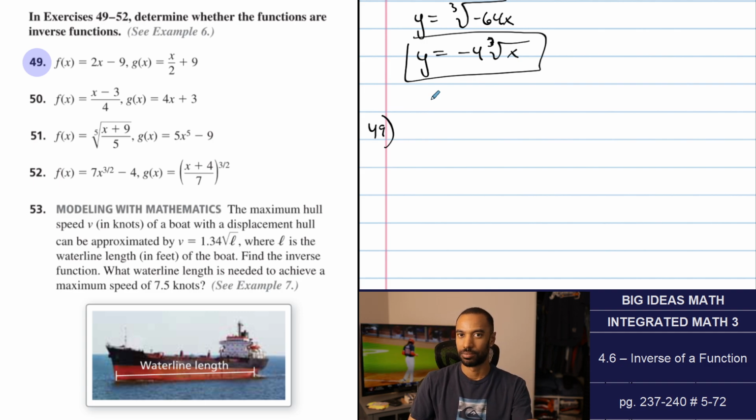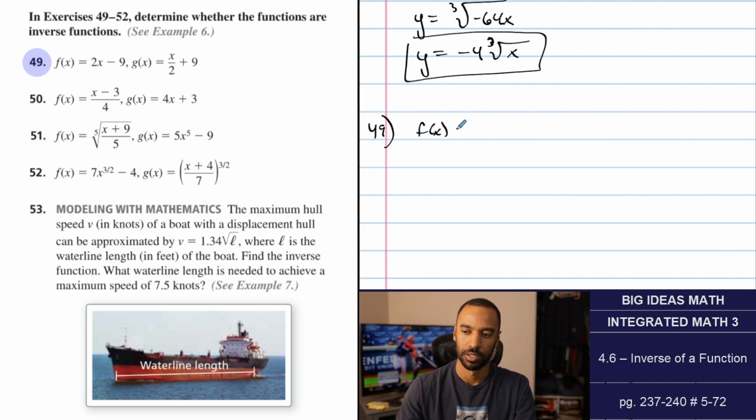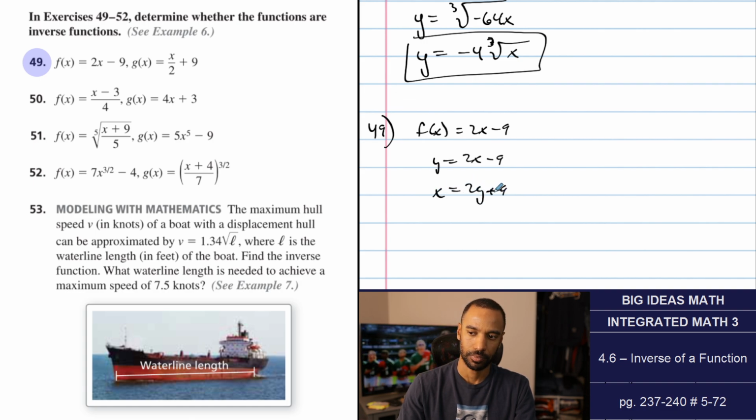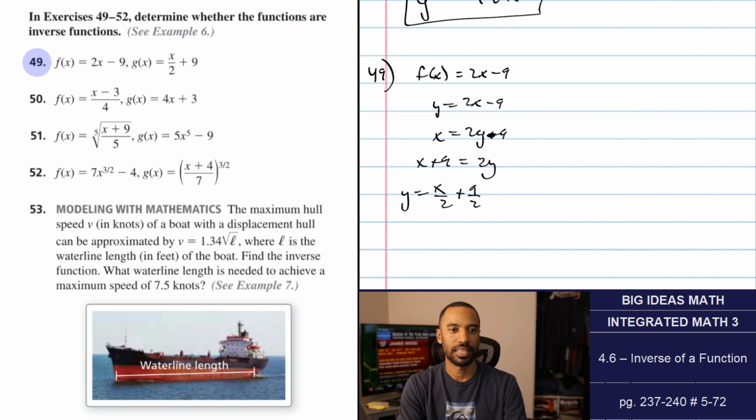If I take this first one, I do the whole swap x and y thing right here. Sorry, that's a minus. I add 9 to both sides, and then I divide both sides by 2. I get y equals x over 2 plus 9 over 2, or whatever they want to write like that. Apparently, that doesn't match this one here, so apparently they're not inverse functions. Okay, but you can do a swappage like that.